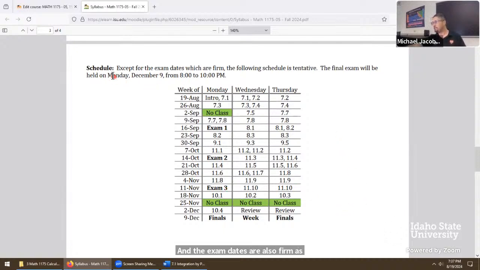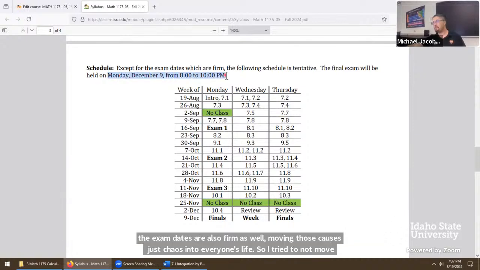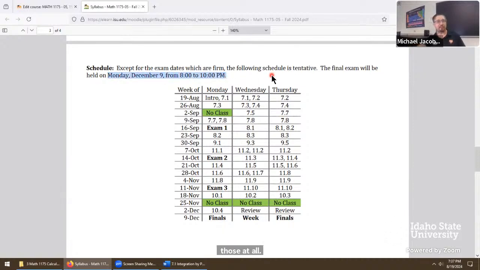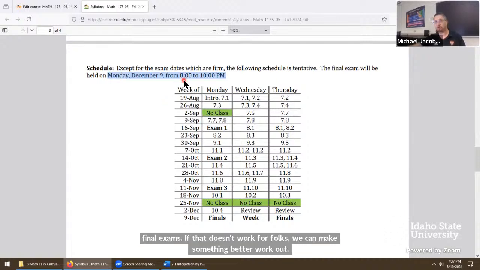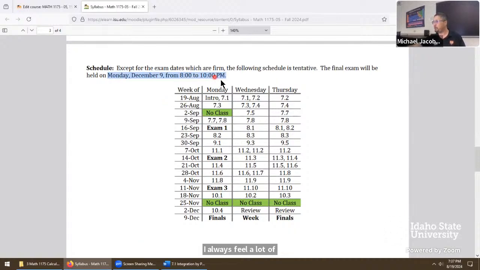Our final exam is usually at the worst time ever, but I can make different arrangements. I give other final exams. If that doesn't work for folks, we can make something better work out. I always feel a lot of regret when people are taking an exam for 2 hours up until 10 p.m. I mean, this campus closes at 10 p.m., but the registrar are the people who control that, so you could email them if you like, if that's a terrible thing, but we'll work around that as necessary.